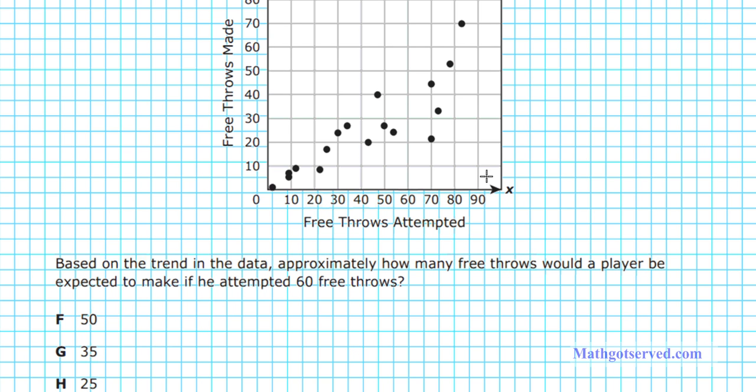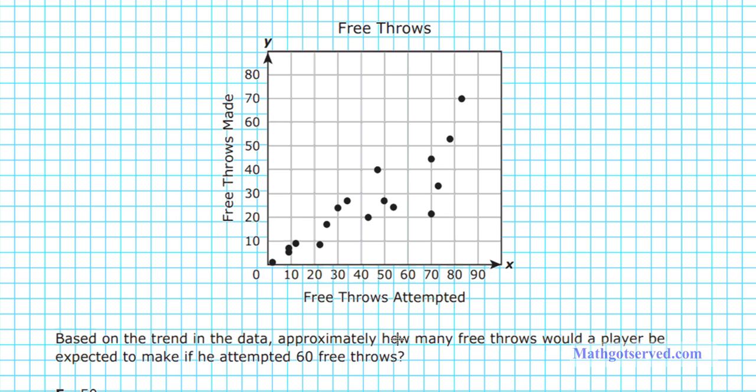All right, so there are no points given for the 60 free throws, so we are asked to estimate here. There are two ways we can do it. We can use the line of best fit, basically trying to think of the line that is kind of in between all of the lines, and then wherever it intersects this line right here, that will be the answer.